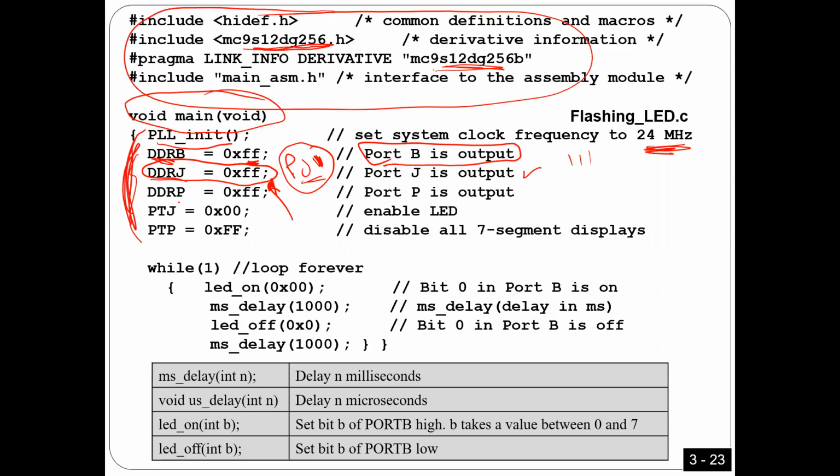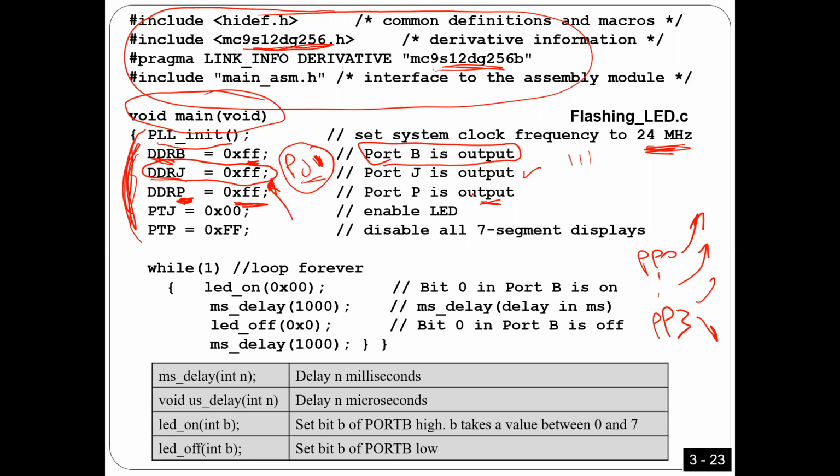Okay, same thing here for port P. Remember, and that's what I'm going to explain later in detail, port P, I'm going to use PP0 until PP3 to enable. This one is going to enable one 7-segment, another 7-segment, so we have four 7-segments. Okay, so here I have to configure port P as output.